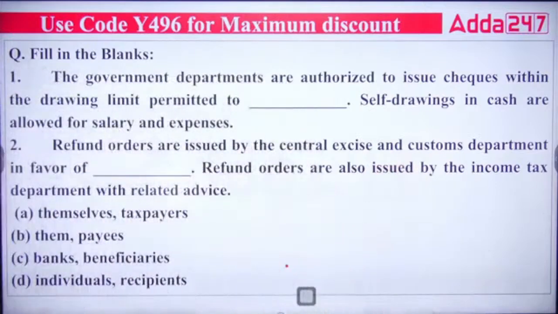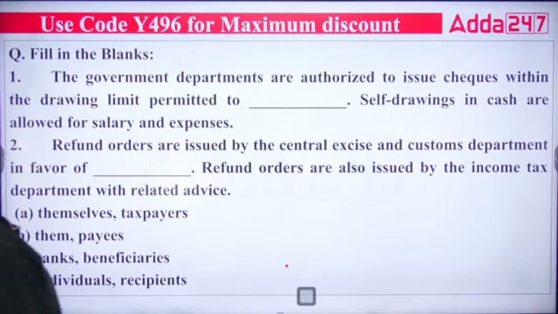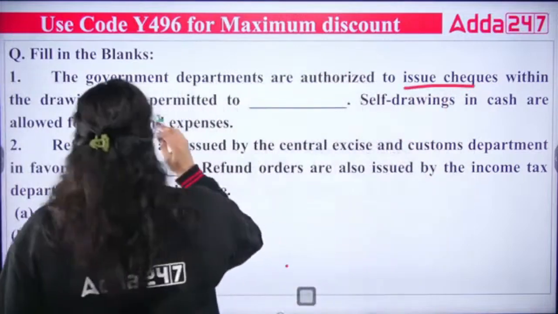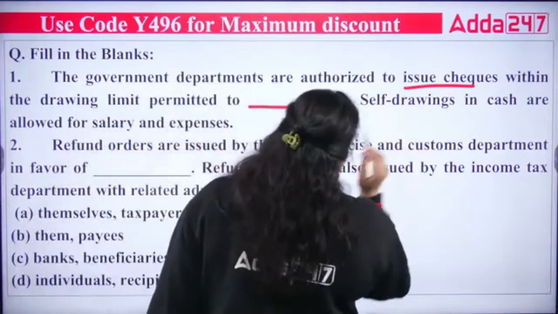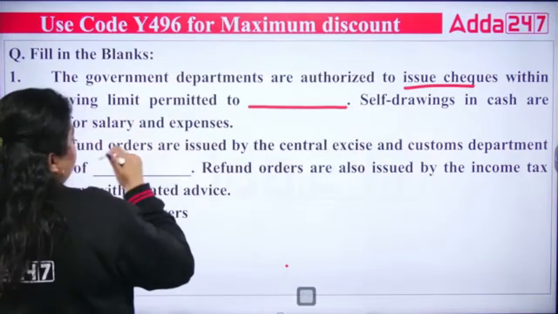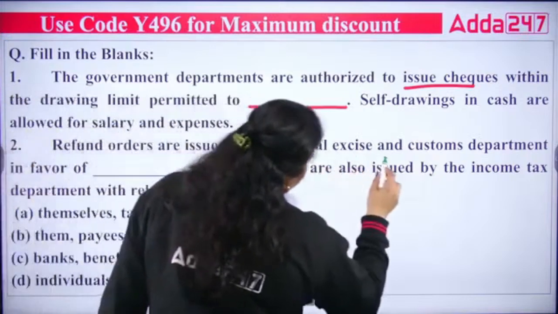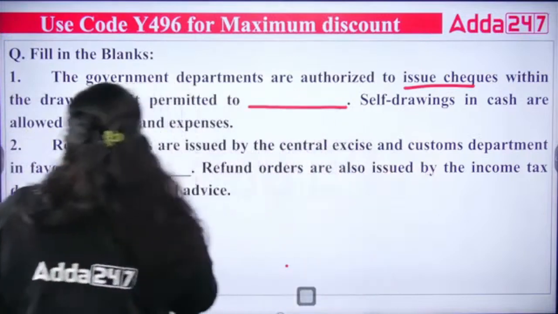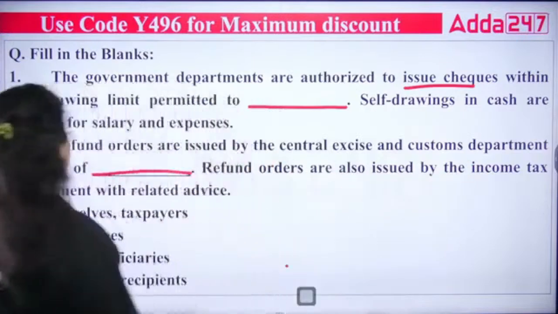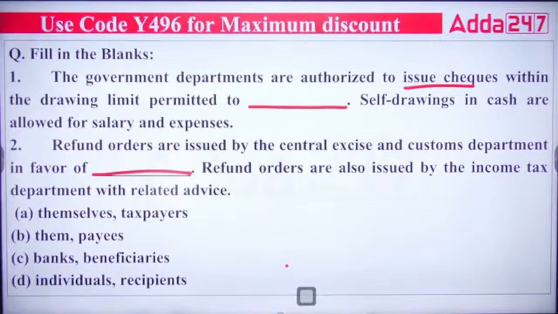Now the next question we have is fill in the blanks. The government departments are authorized to issue checks within the drawing limit permitted to dash. Self-drawing in cash is allowed for salary and expenses. Second, refund orders are issued by the central excise and customs departments in favor of dash. Refund orders are also issued by the income tax department with related advice. So what do you think, which of the following is correct in this fill in the blanks question?